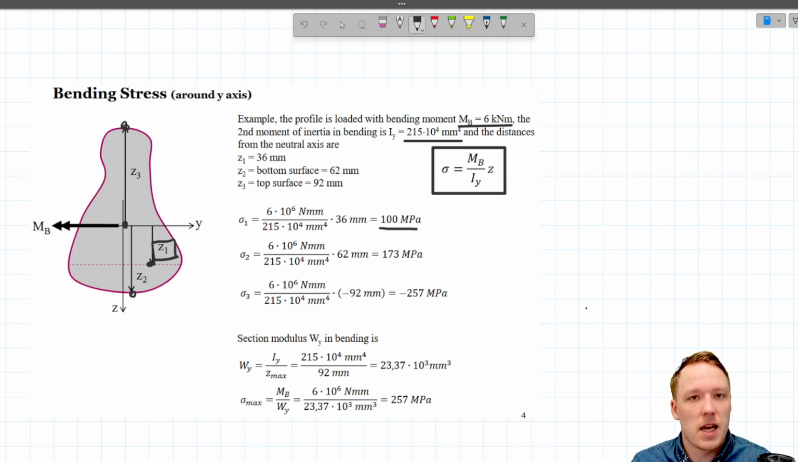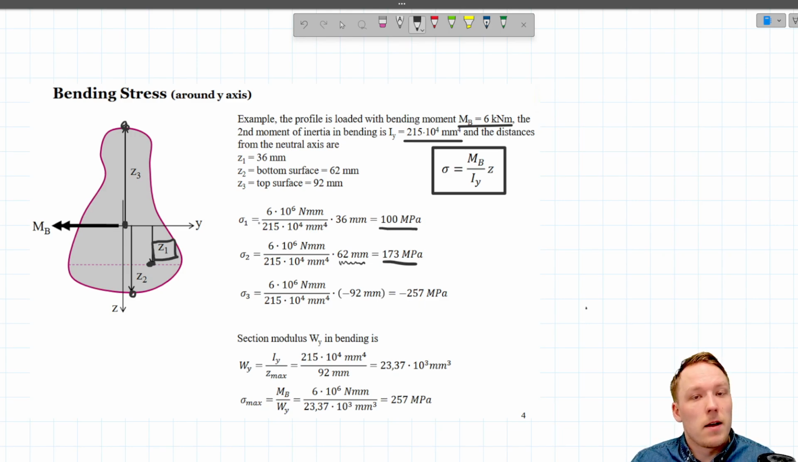We repeat the same process with other distances. The bending moment remains the same. Second moment of inertia is the same. Only thing that changes is the distance. For sigma 2 we use the Z2 and we get 173 megapascals.